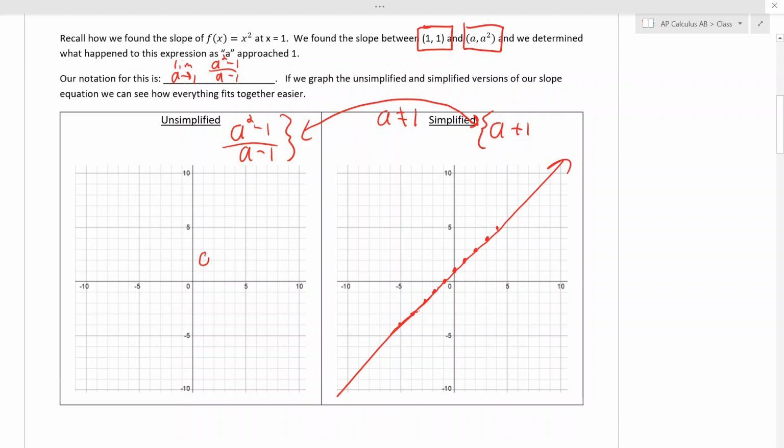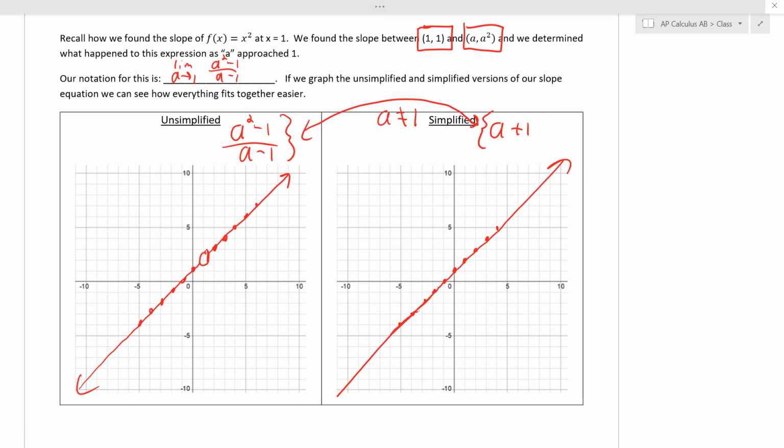It looks like this. Now I'm drawing the hole really big there so you can see it, but it's really just 1 point that we're taking out. So the hole was not really a gigantic thing like that. And I'll show you that on Desmos in a second. But that's what the unsimplified version looks like.